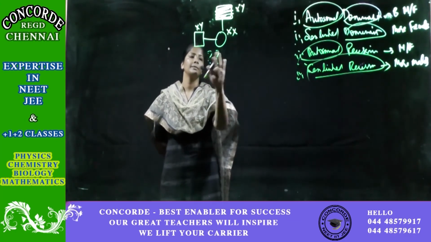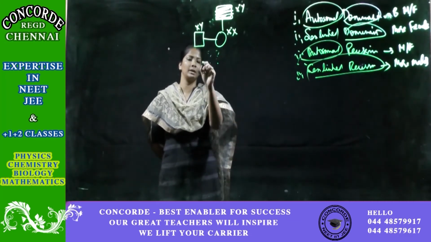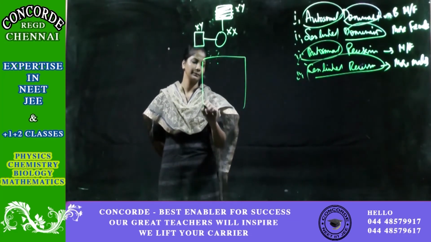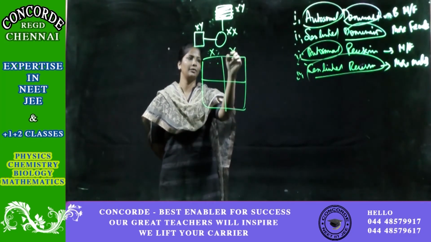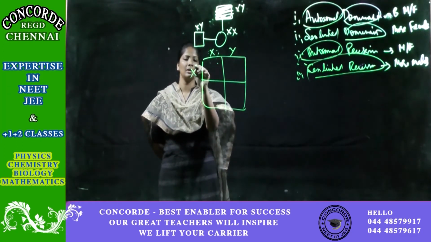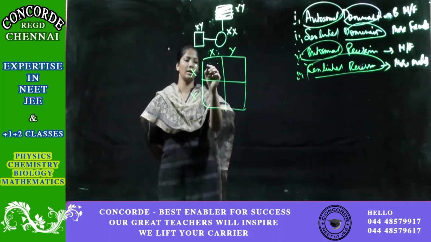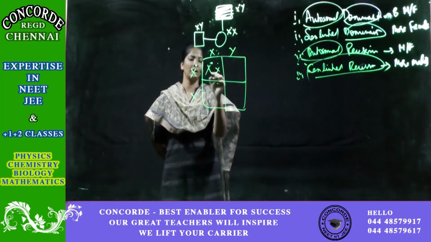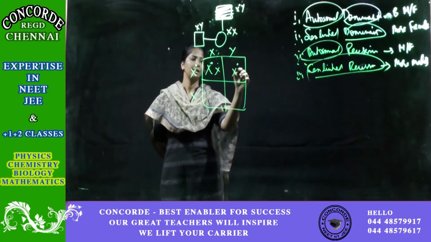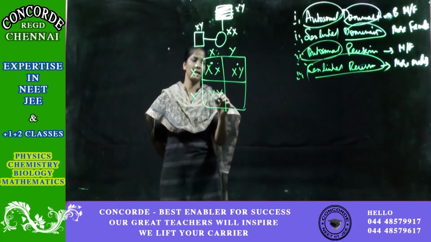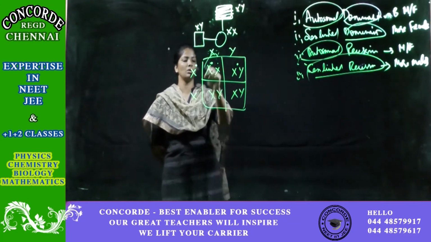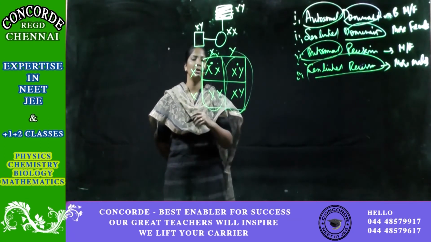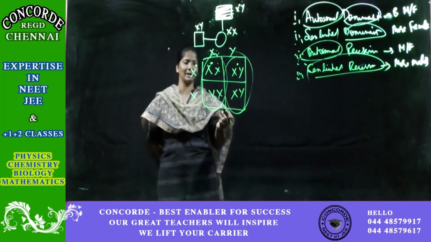Now, just draw the checkerboard with this. So one is XY, the male is unaffected, whereas the female is a carrier, correct? So what will be the offspring? X dot X, X dot Y, XX and XY, correct? In this, if you see, these two are females, these two are males. Who is affected here?